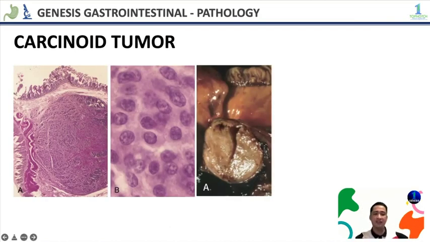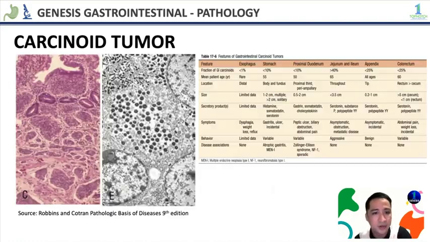Look at this image lifted from Robbins. You will see here the tumor has spread extensively within the mucosa. Okay, in the mucosa, there's a tumor expansion. Of course, also you see here the carcinoid tumor presents with a large mass and intense enterochromaffin-like cells in the presentation of carcinoid tumors.